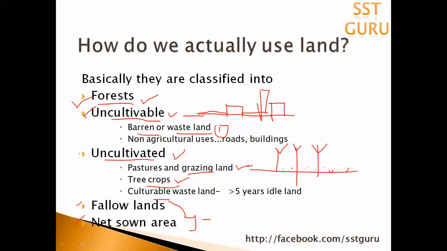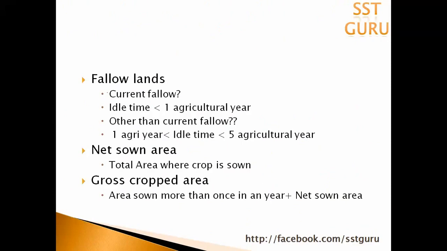Okay, and culturable wasteland. I had already told you the definition of wasteland. Culturable wasteland means the wasteland that can be developed. Okay, so it is majorly classified by another number, that is, if a land is left idle for 5 years or more and yet it is cultivable, then it is known as culturable wasteland. Okay, if it is left idle more than 5 years and yet you can cultivate on it, then it is known as culturable wasteland. Is that absolutely understood?